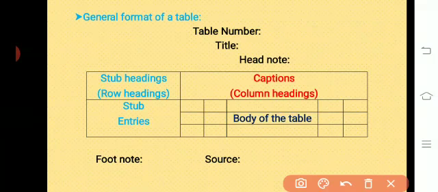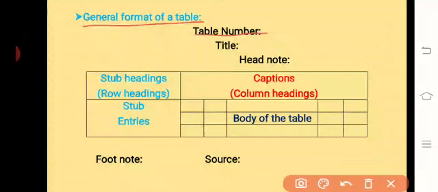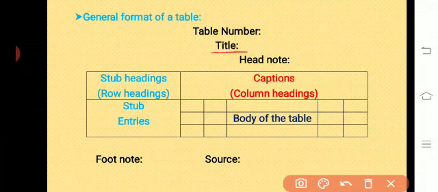Then we'll see what is the general format of a table. In a table, first we have to write at the top the table number. If more than one table is there, then for easy reference we have to write the table number. Then comes the title, the brief introduction regarding the matter in the table, and that we have to write in bold letters. Then head note, all these parts of a table we have seen already. Then here we have to write the stub headings or row headings.